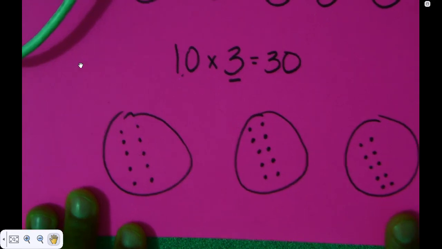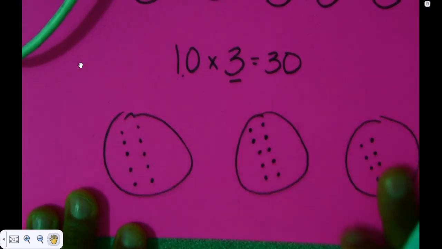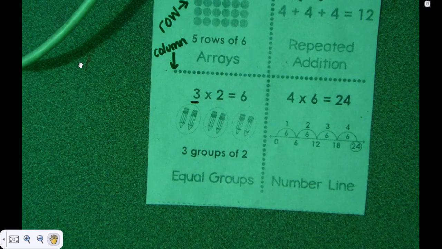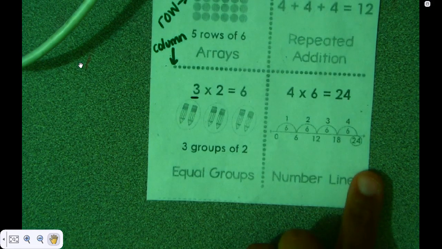So I still get the same product. I just drew it 2 different ways. So that is the strategy of using equal groups. And if you come in next week, we will be going over how to use number lines.